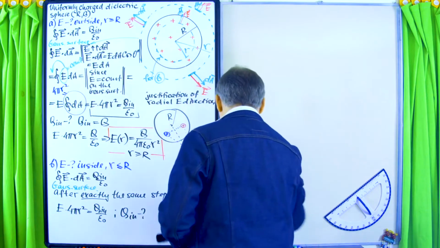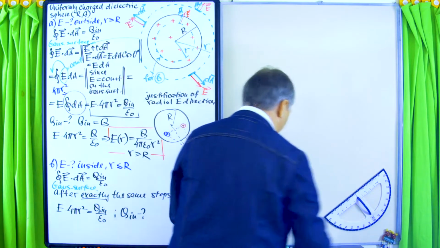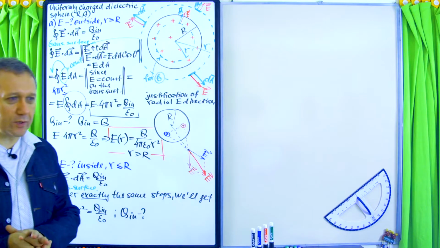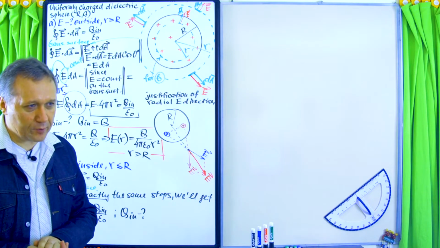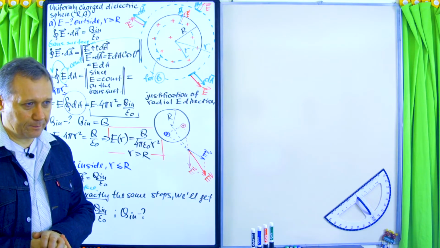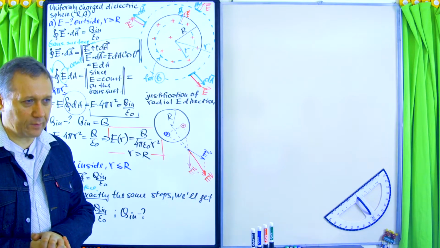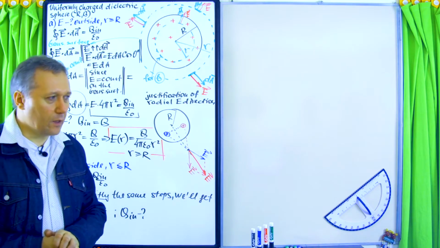Okay, so this is now the part about finding Q enclosed. This is the place for the largest number of mistakes. I would say more than 50%. More than 50%, right? Although it's not that complicated.